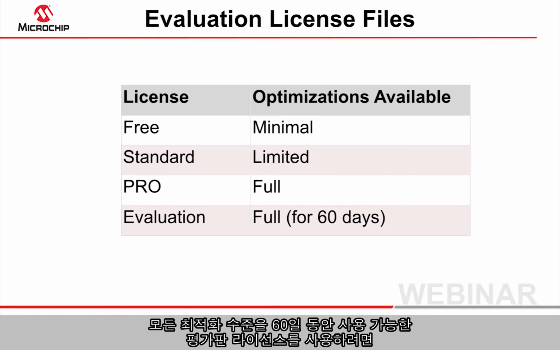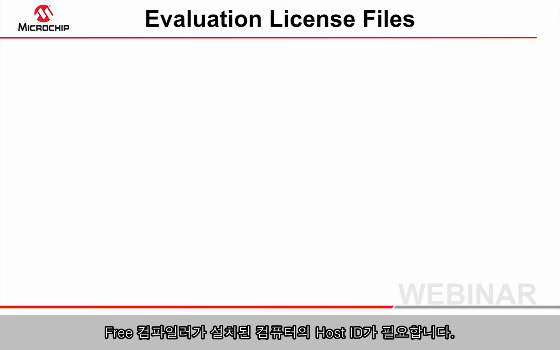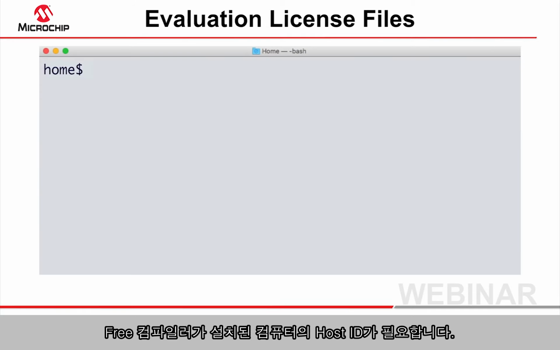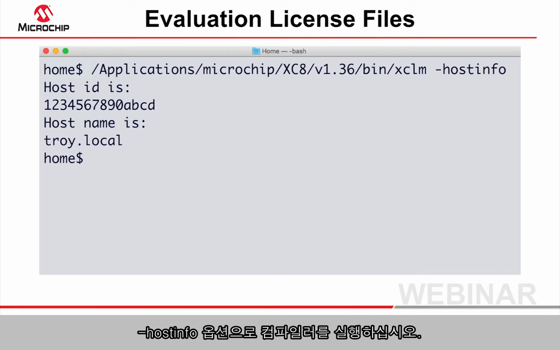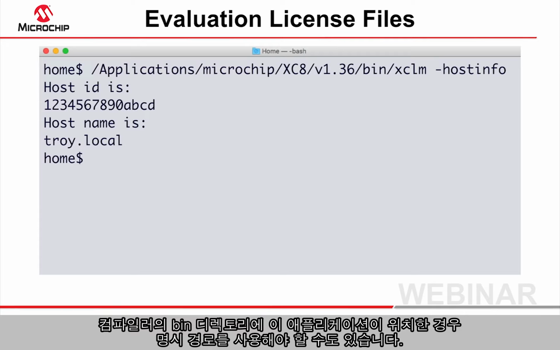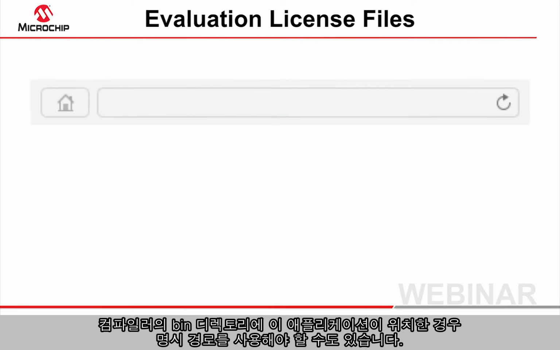To obtain an evaluation license, you will need the host ID of the computer on which your free compiler is installed. If you do not have this recorded, run the compiler's XCLM application with the -hostinfo option. You might need to use the explicit path for this application. It is located in the bin directory of your compiler.